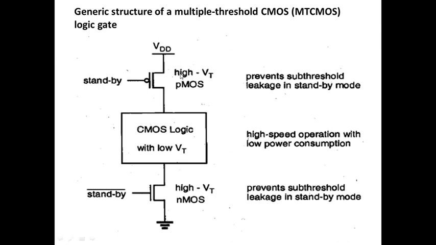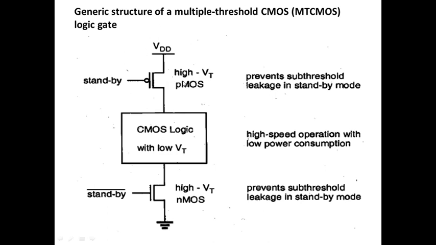So this is a generic structure of multiple threshold CMOS. Here you can observe that these are the two transistors, one PMOS, the other one NMOS transistor. So whenever it goes into standby mode, they dissipate very low power because of the high threshold voltage. This box shows a CMOS logic with low VT. Let us say if you want to implement a two-input NAND gate, then you have to put here a static circuit that is required to implement your two-input NAND gate into this box.